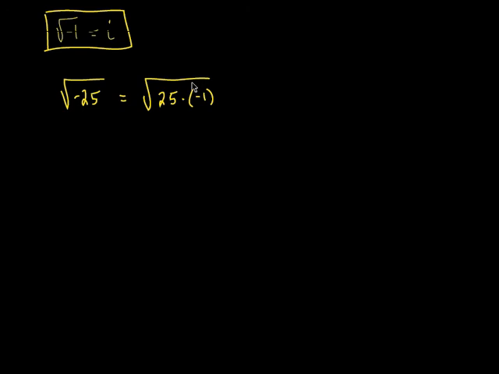I guess I don't really need that dot right there, do I? 25 times -1 is equal to -25. Would you agree we're okay so far? But look what I did. I multiplied it by a -1 here because I know what the square root of -1 is. What is the square root of -1? It's just the letter i.